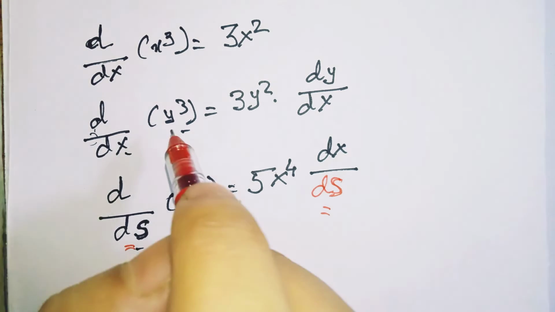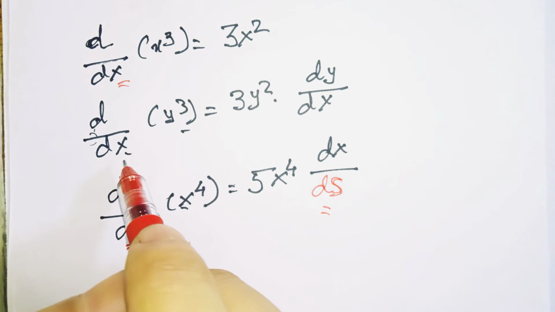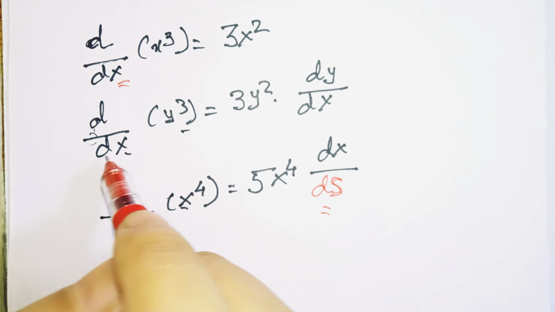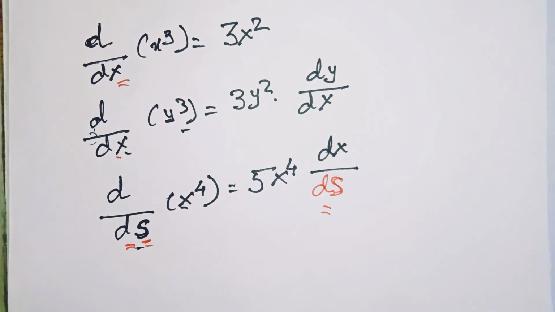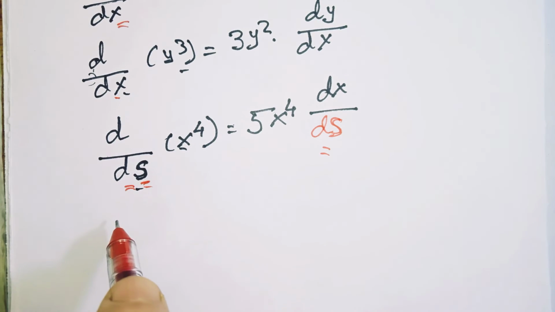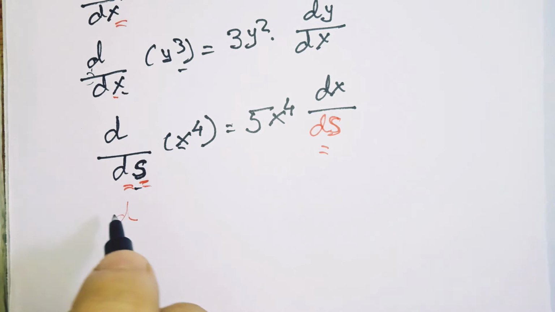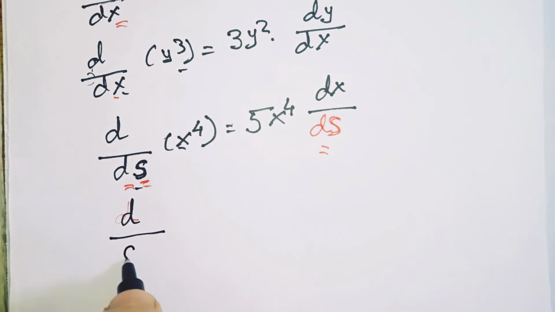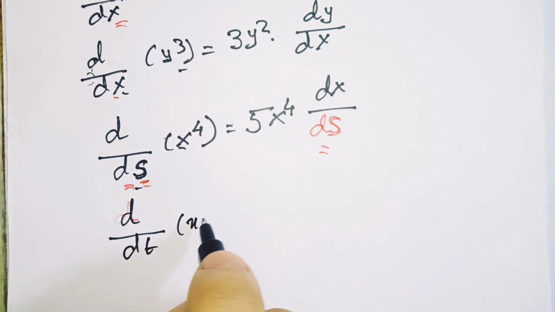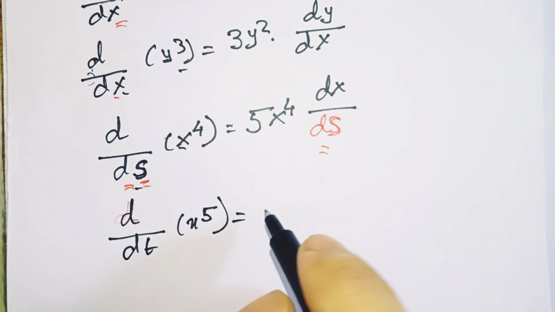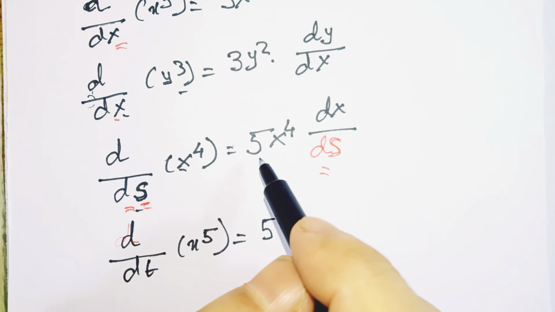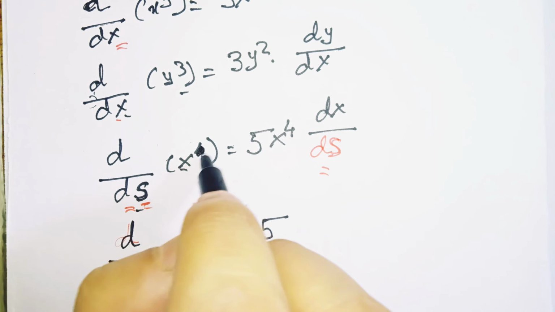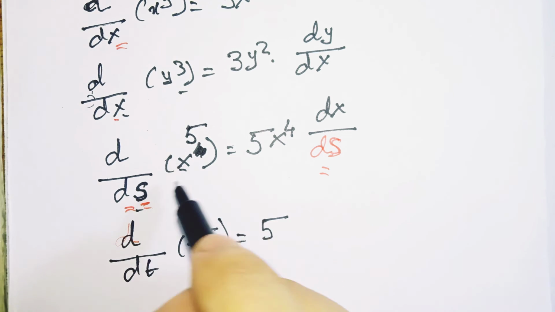We differentiate with respect to x, and this time we are differentiating this one with respect to s. And we can even differentiate with respect to t also, like if you want, something like this, which would be differentiating with respect to time. So we can put it like d by dt, and we can put it further as x^5. Sorry, this one is 5, I'm so sorry for this.